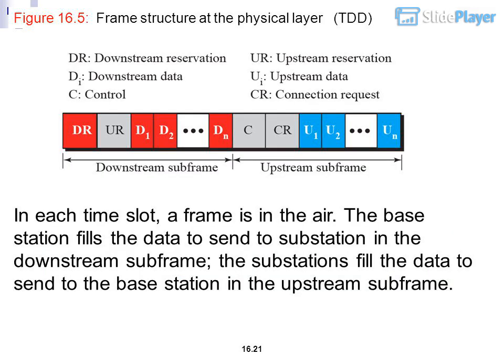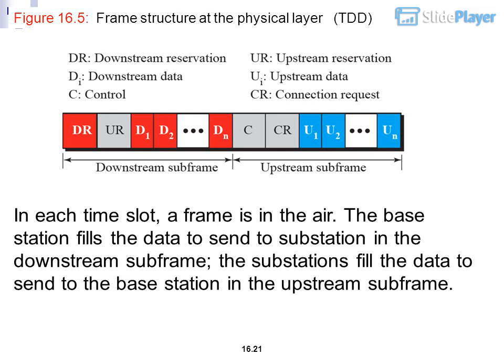Figure 16.5, frame structure at the physical layer, TDD. In each time slot, a frame is in the air. The base station fills the data to send to the substations in the downstream subframe. The substations fill the data to send to the base station in the upstream subframe. How can bidirectional communication be achieved in WiMAX using a frame, as in the following figure?